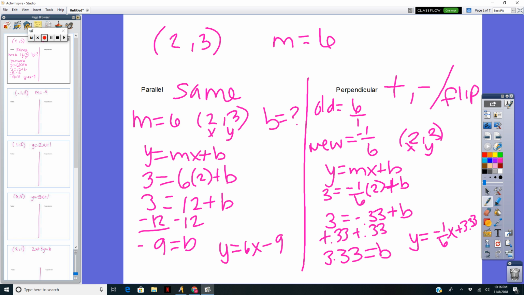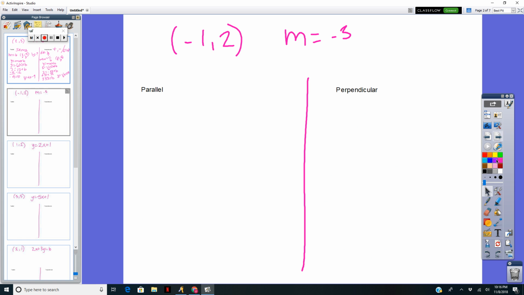So press pause meanwhile you do the next one. Okay, so go. There you go. So try this one out. Give me a parallel line. Give me a perpendicular line.